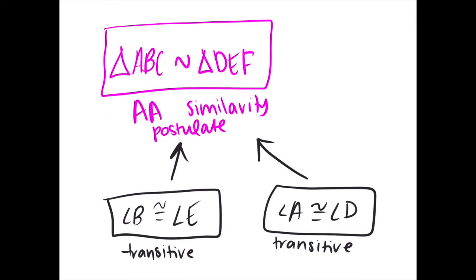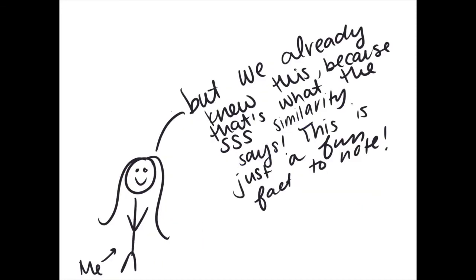And now, just with that knowledge, we can say that triangle ABC is similar to triangle DEF due to the AA similarity postulate. But let's be real, we already knew this triangle was similar because technically, if it has all three sides, which is what we're saying here, proportional, it's got to be congruent. So we're just trying to prove that all angles are congruent. So let's do our final angle that we're missing.